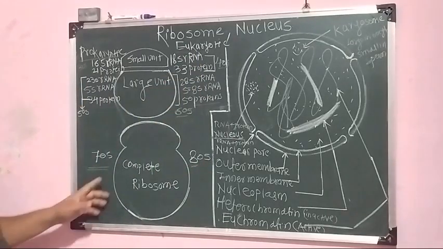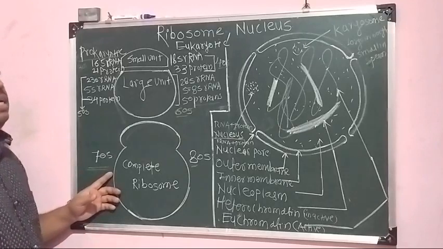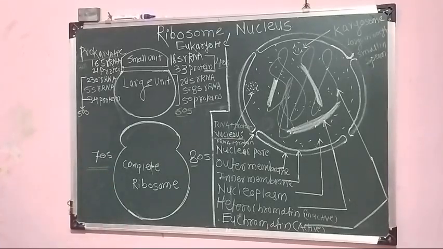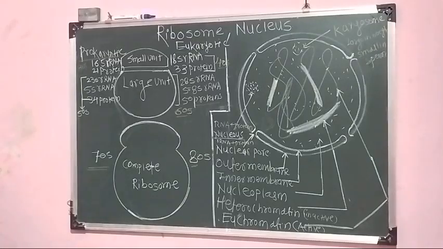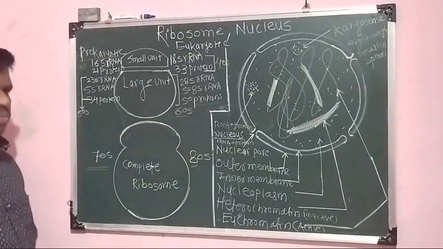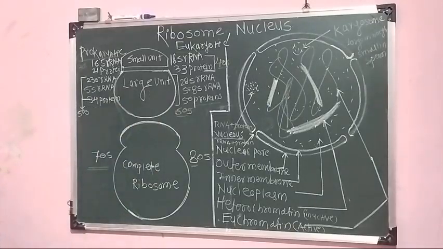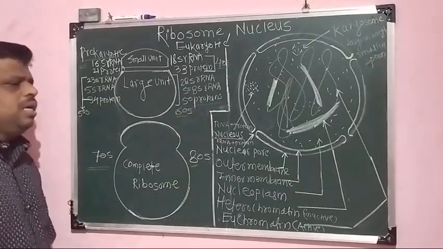Then this ribosome is mainly connected to the ER, that is the endoplasmic reticulum. The type of ribosome which is connected to the endoplasmic reticulum is called a bound ribosome. This bound ribosome is mainly concerned with protein synthesis. Once a protein is synthesized, it is transported outside the cell, after processing by the endoplasmic reticulum and the Golgi complex.